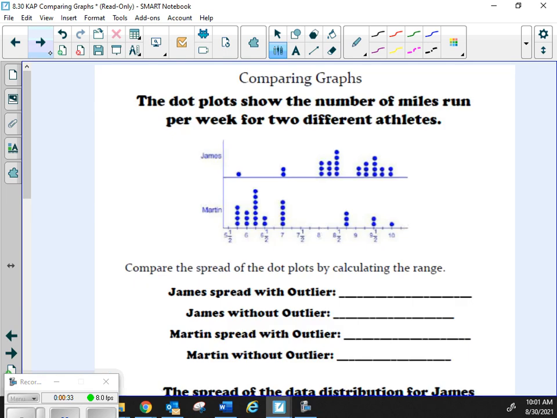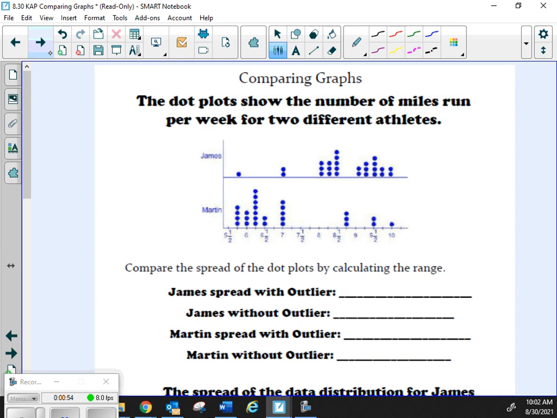Jumping into today's lessons, we're going to be comparing graphs now. So maybe we're given 2 dot plots, maybe we're given 2 similar graphs. We're going to take our prior knowledge and we're just going to compare the 2. Looking at this, we're looking at dot plots that show the number of miles going per week for 2 different athletes. We have James on the top, Martin on the bottom.